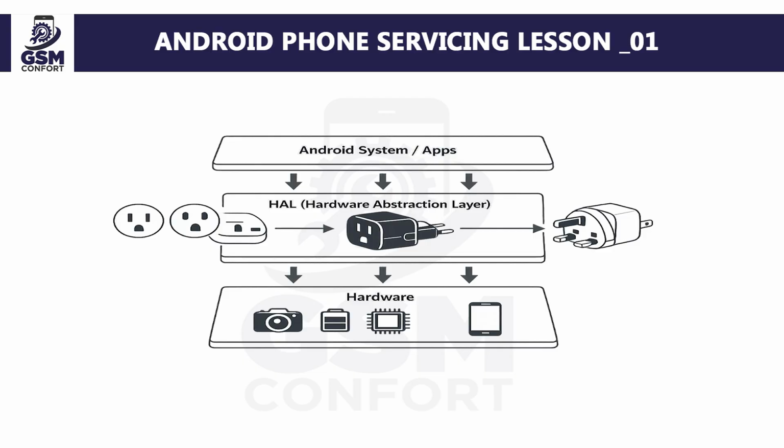Smartphones use many different hardware brands. For example, cameras can come from Sony, Samsung, OmniVision. But Android apps should work the same way on every phone. So HAL acts like a translator. It translates Android commands into instructions that specific hardware understands. For example, an app simply says, "Open the camera." But HAL translates that command for the actual camera hardware. Without HAL, every smartphone would need a completely different Android system.